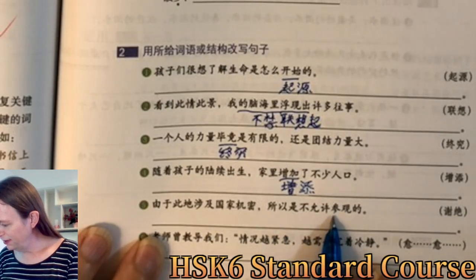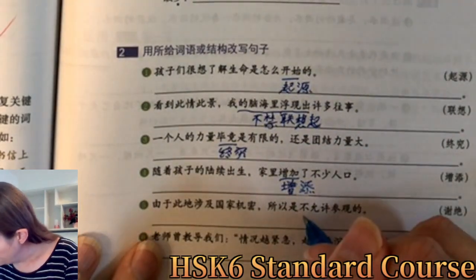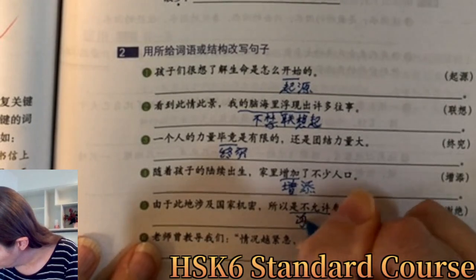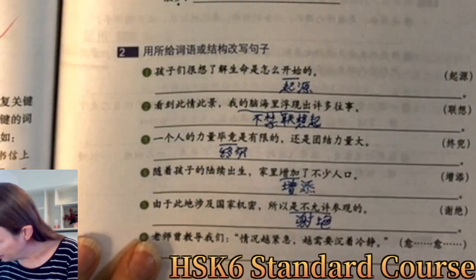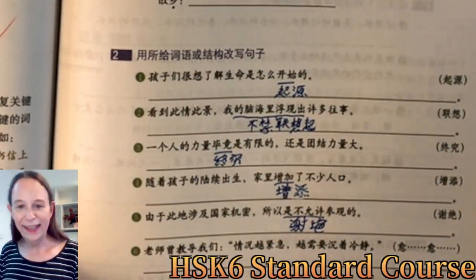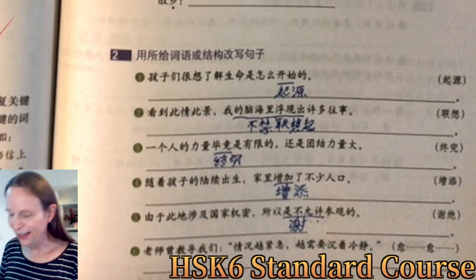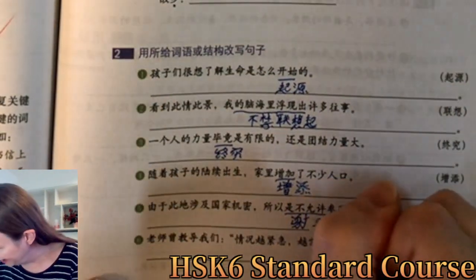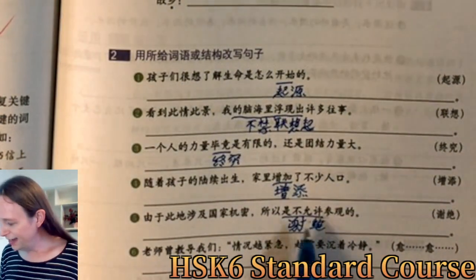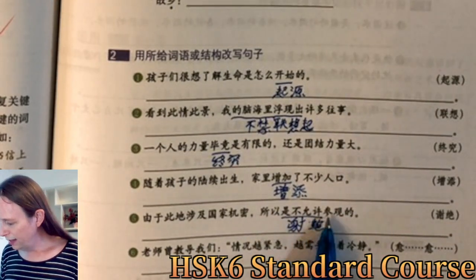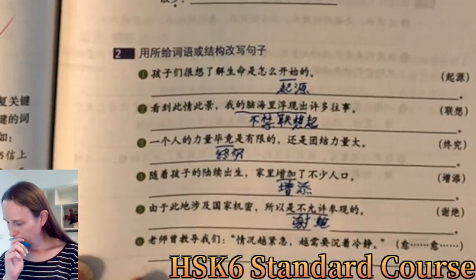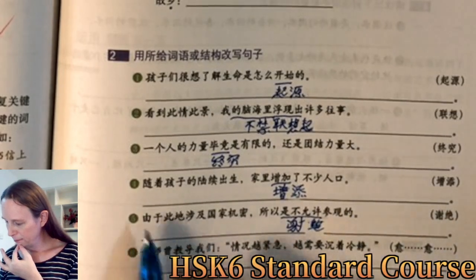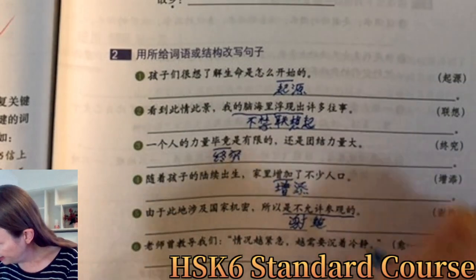由于此地, 涉及国家机密, 所以是, 不允许, all right, 不允许, 参观的, yeah, but I want to get rid of the 是 as well. 解决, oops. Is that too ugly? I'll write it again. I should just slow down and write it carefully, I guess. That's even worse, isn't it? Anyway, you get the idea. 谢绝, I changed 是不允许. Yeah, 所以谢绝参观的. Yeah, we need the 是, if we have the 的, it'd be better to have the 是. Maybe I'll just get rid of this and just say 谢绝参观.